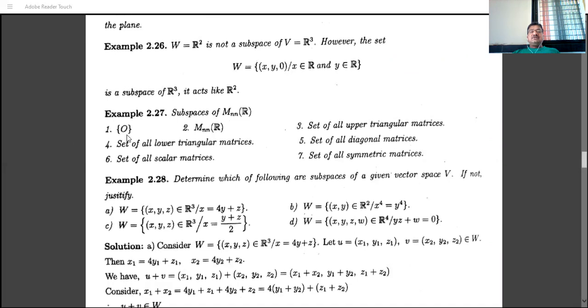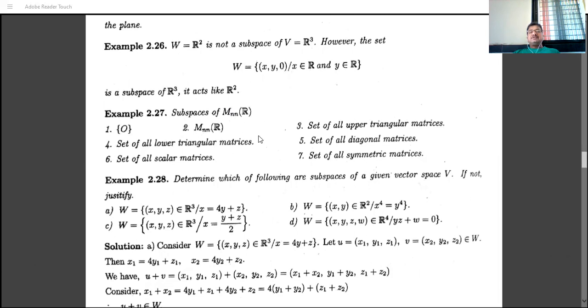So singleton 0, that is 0 bar. What is 0 bar in Mnn? It is the 0 matrix of order n by n, and Mnn itself is a subspace of Mnn, because these are the trivial subspaces. Every vector space is a subspace of itself, and singleton 0 bar, the set containing only the 0 vector from that vector space, is a subspace of that vector space.